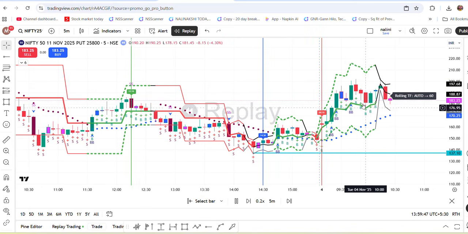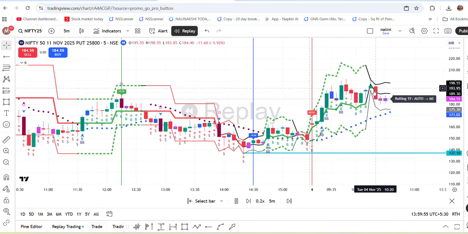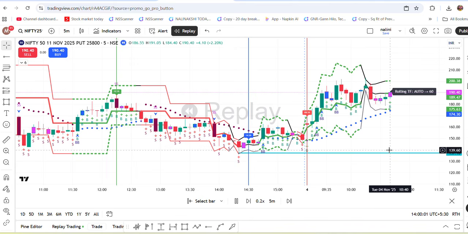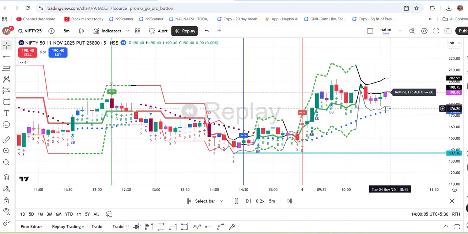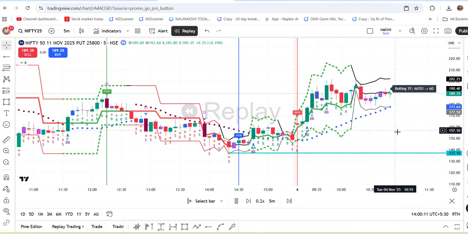It is not falling. It is a retracement. Gann HiLo is supporting. The trend is supporting. Only in the intraday time frame it is going sideways. When the market goes sideways, Gann HiLo is not changing at all. So you can see alternate narrow range bars forming over here. After the expansion, the market is consolidating and the price is 189.